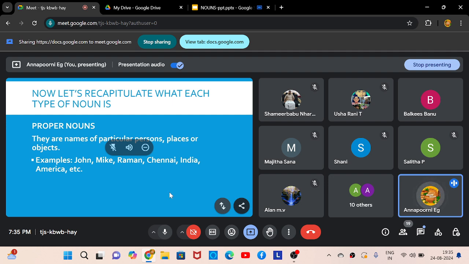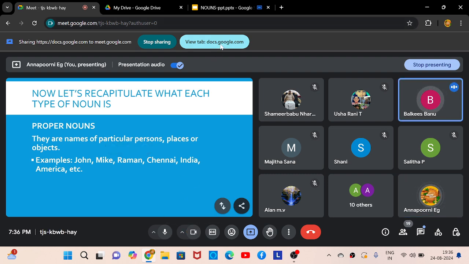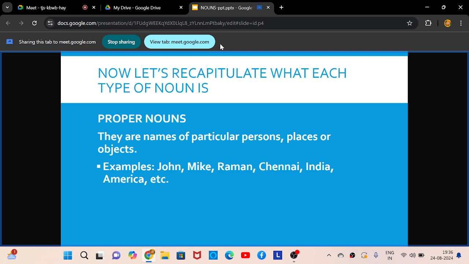So, proper nouns are names of particular persons, places, or objects. For example, Kerala is a place, it's the name of a particular place, hence it is a proper noun. India, it's the name of a particular country, hence that is also a proper noun. So when we say the name of a particular place, a particular country, a particular person, or a particular city, it is a proper noun.